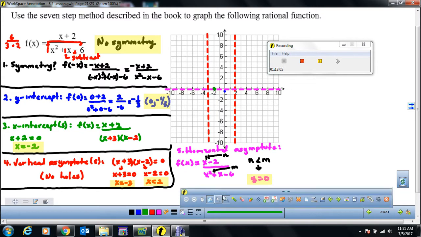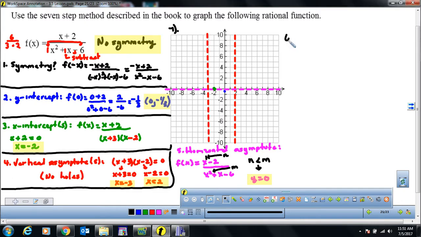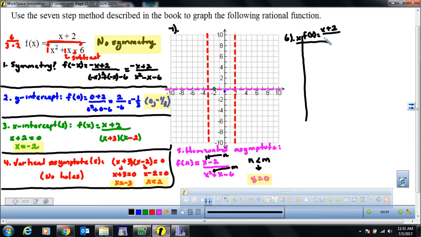Right? So now let's go ahead and create the table. This is my step 7, but my step 6, we need a table for this. So this function is f of x equals x plus 2 over x squared plus x minus 6.